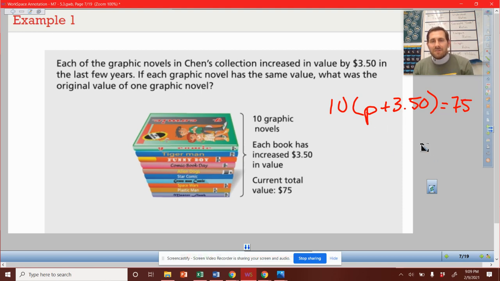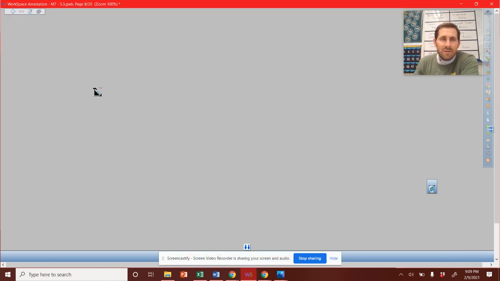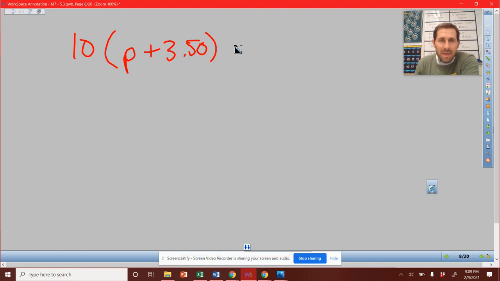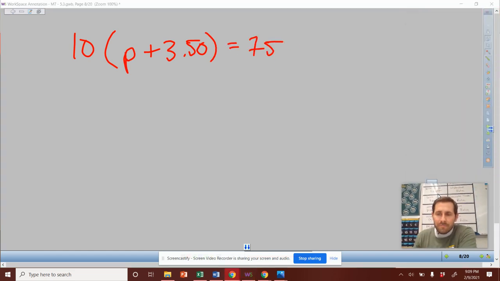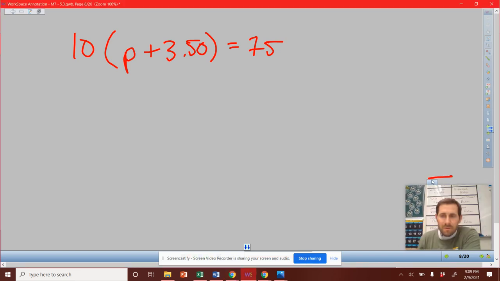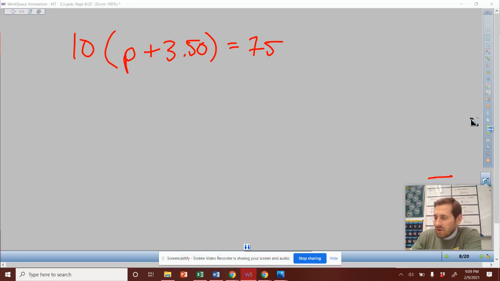So we have to solve this problem. I'm going to write this on a different thing. We've got 10 books, had an original price that has been increased by $3.50. That equals $75. So two ways to solve this problem. I'll show you one way first.